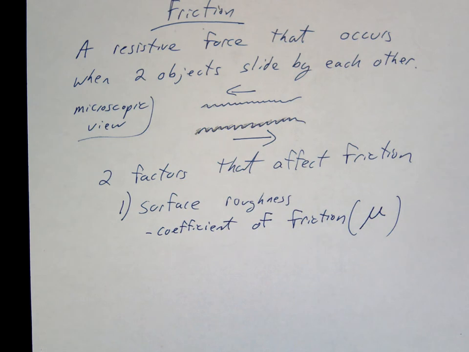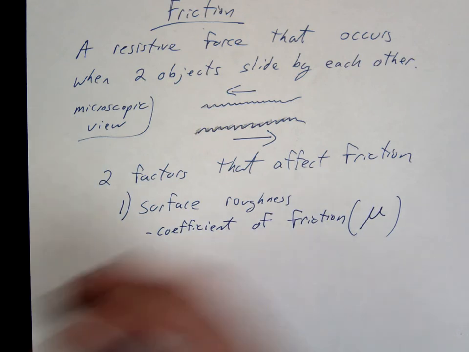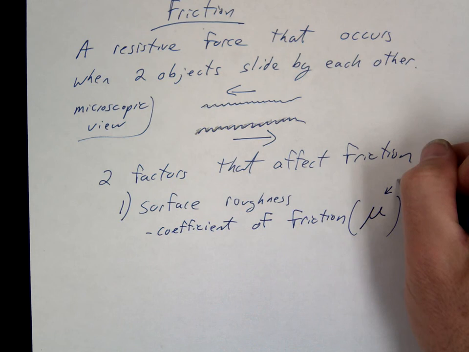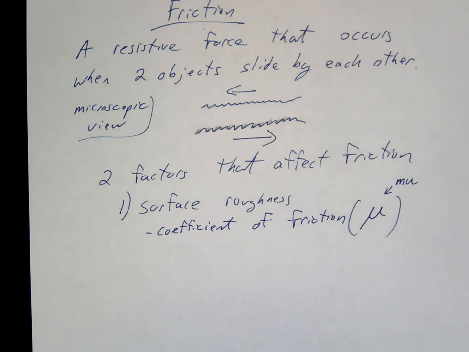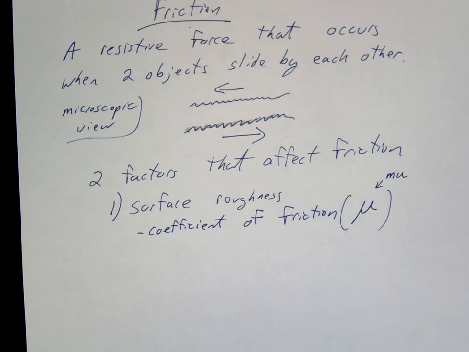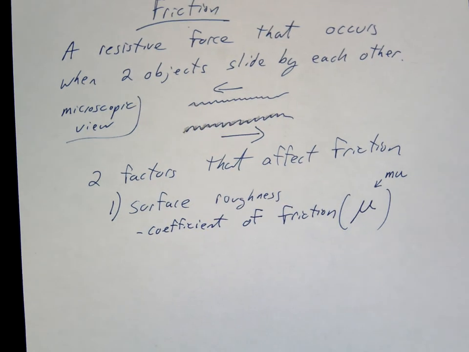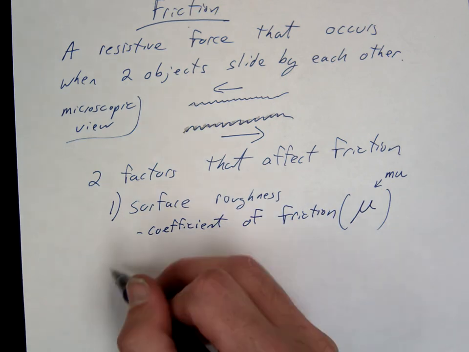Anyone know how we pronounce that letter? Yeah? Mu. Good, that's a mu. M-U. So anyway, that's called mu, and that's our coefficient of friction. How rough the surface is. Larger number, rougher; smaller number, smoother. Okay, so that's one factor.